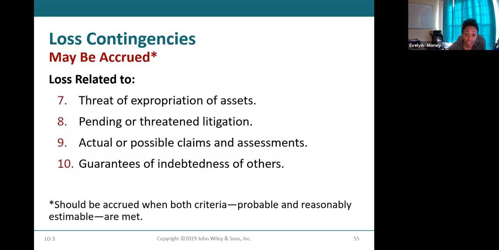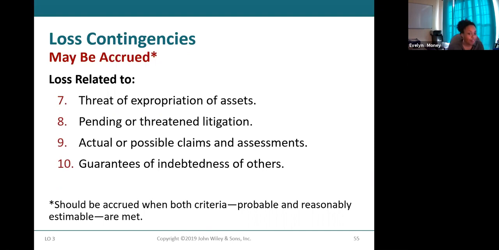Now, the 4 items listed here are our loss contingencies that we may have to accrue for, we may have to do a journal entry for. So we saw the one with the litigation, the lawsuits. The same way we could expect a refund from the IRS, it may be that we're in dispute with the IRS and we may have to owe in the future. We may need to accrue for that.